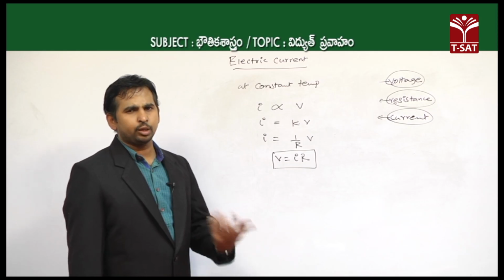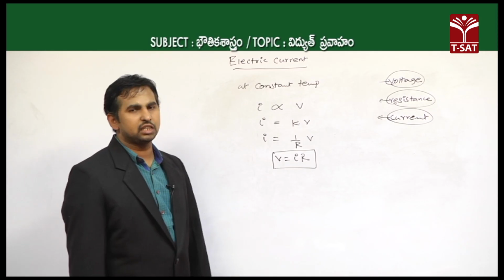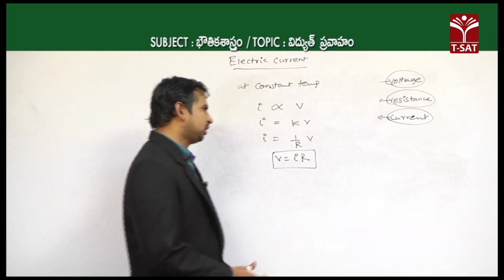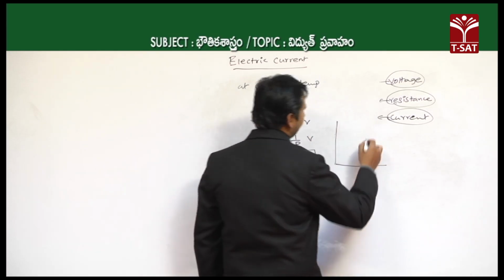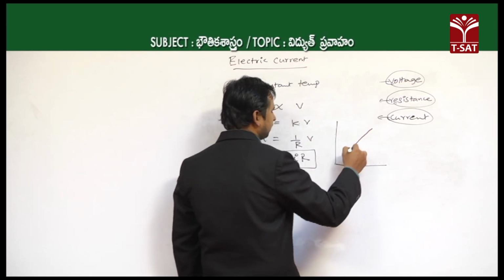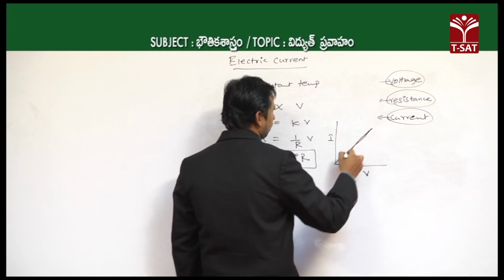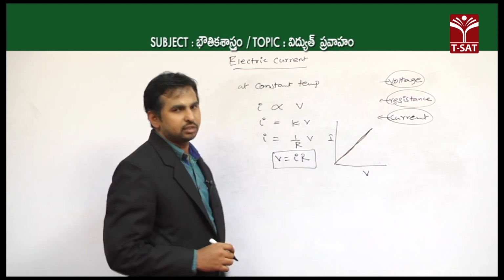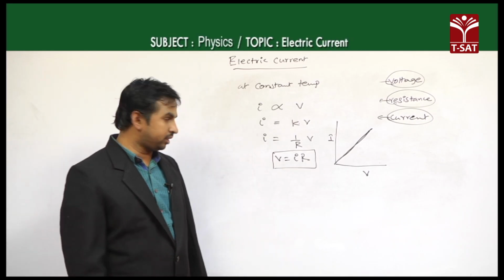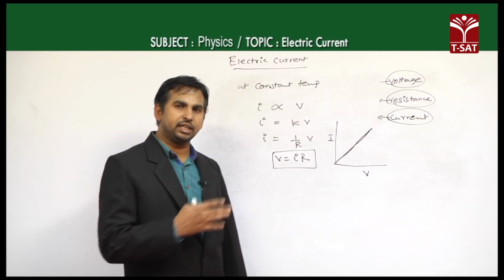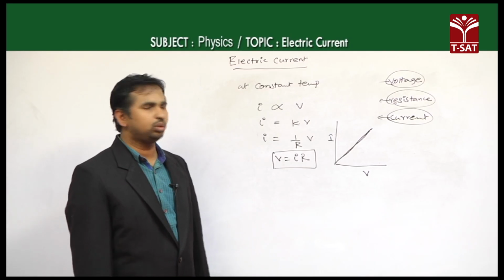Another important one is drawing a graph between voltage and current, as both are directly proportional to each other. The question they ask is what is the shape of the graph between voltage and current. As both are directly proportional linearly, we get a straight line passing through the origin.